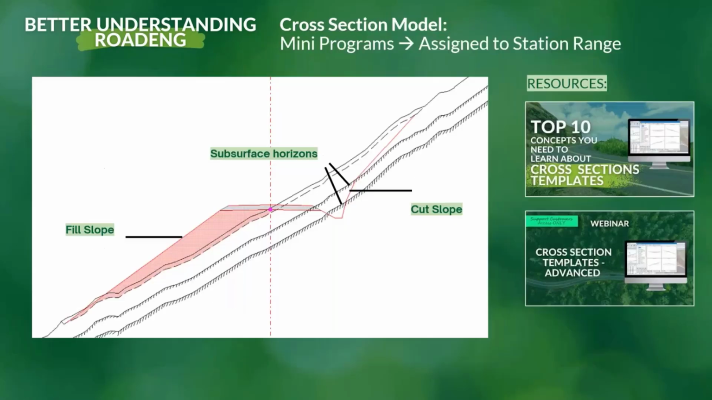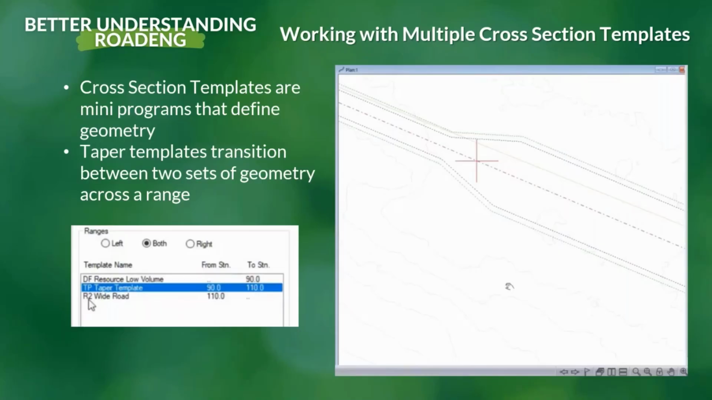So if we go a little bit deeper into this, cross sections are essentially mini programs. And we've got a lot of different resources available that talk about how to work with them. We probably could fill 2 webinars of content with it, which we did. So those are some of the resources. We can certainly share those out in the video link as well as in the e-blast that comes out after this webinar. But these mini programs get calculated at those report points, and you have an ability as well to work with multiple cross-section templates.